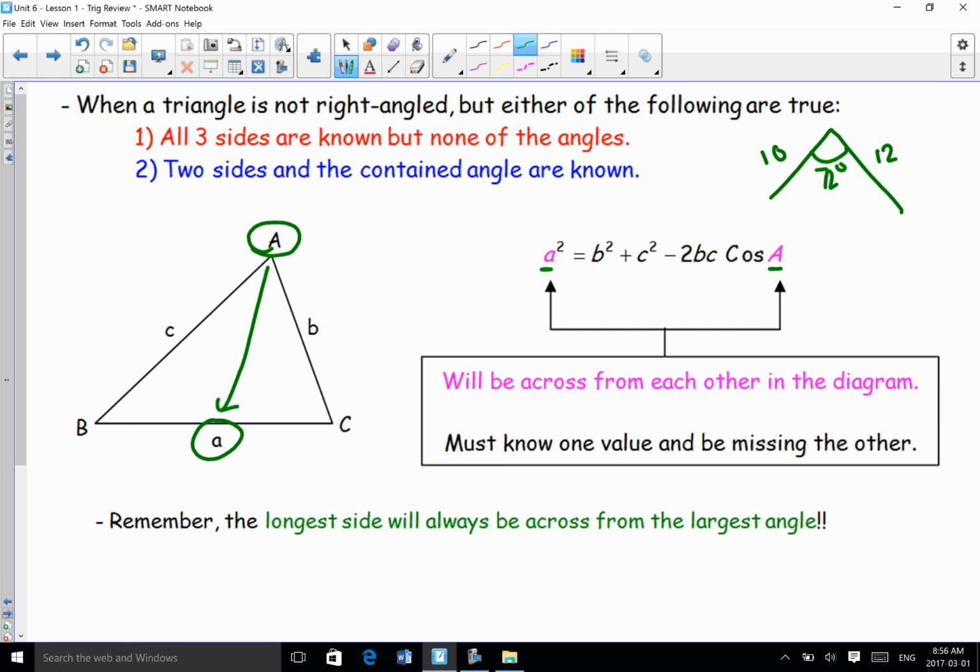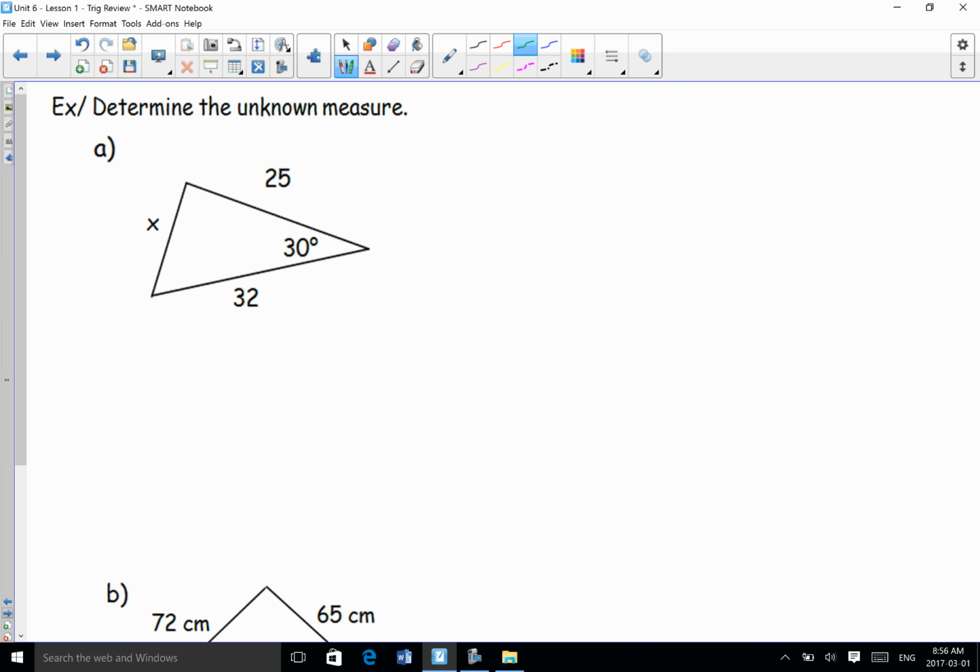So if we set up some of these, there's only two questions you can really do with the cosine law. We start by labeling our a's. I'm looking for x, it's a small a. This must be the big A over here then. B and C are interchangeable. We don't care which one's which. So our equation was a squared equals b squared plus c squared minus 2bc cos A.